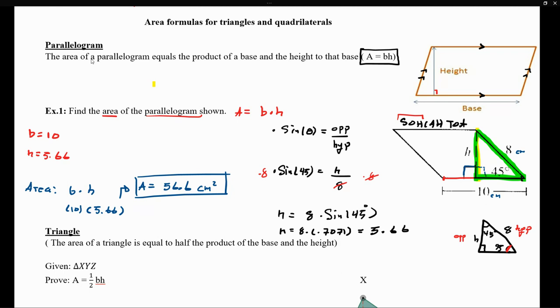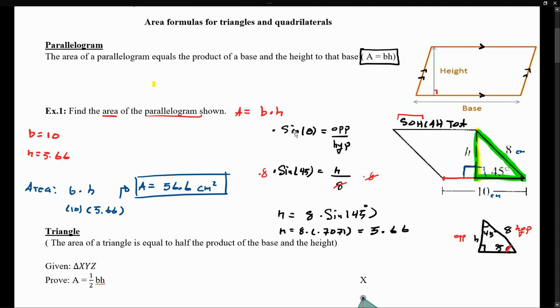It's not just going to be 56.6, but since we're talking about area, the area has a unit of a square. Length is the first dimension, area is the second dimension, so we talk about centimeters squared, kilometers squared. Volume is the third dimension, so that's when we use a cube instead of a square. Now we have properly found the area of this parallelogram. This is the first figure that we discussed, the parallelogram.